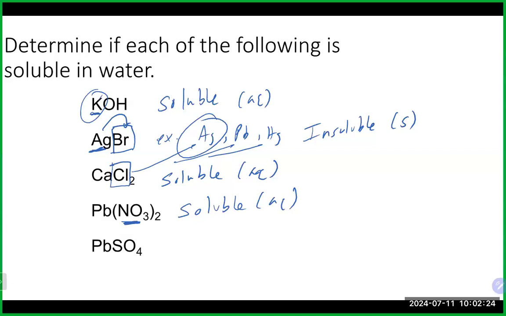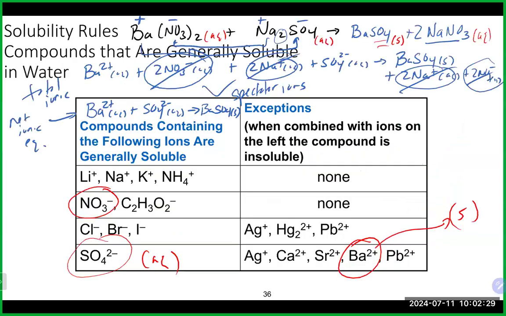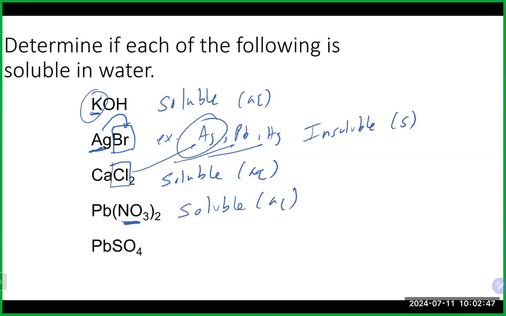Lastly, here we have lead sulfate. Again, you would want to look at the sulfate, which we do see here. The sulfate is normally aqueous and soluble, but as we can see on the right-hand side, lead is one of the exceptions. So instead of being soluble, it will be the opposite of that, and it will be insoluble in this particular case based on solubility rules. It should have a solid next to it now.